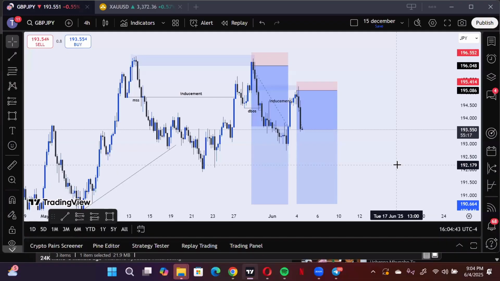I make use of what? I make use of an order block, and I make use of what? A breaker block. I make use of an order block, and I make use of a breaker block.